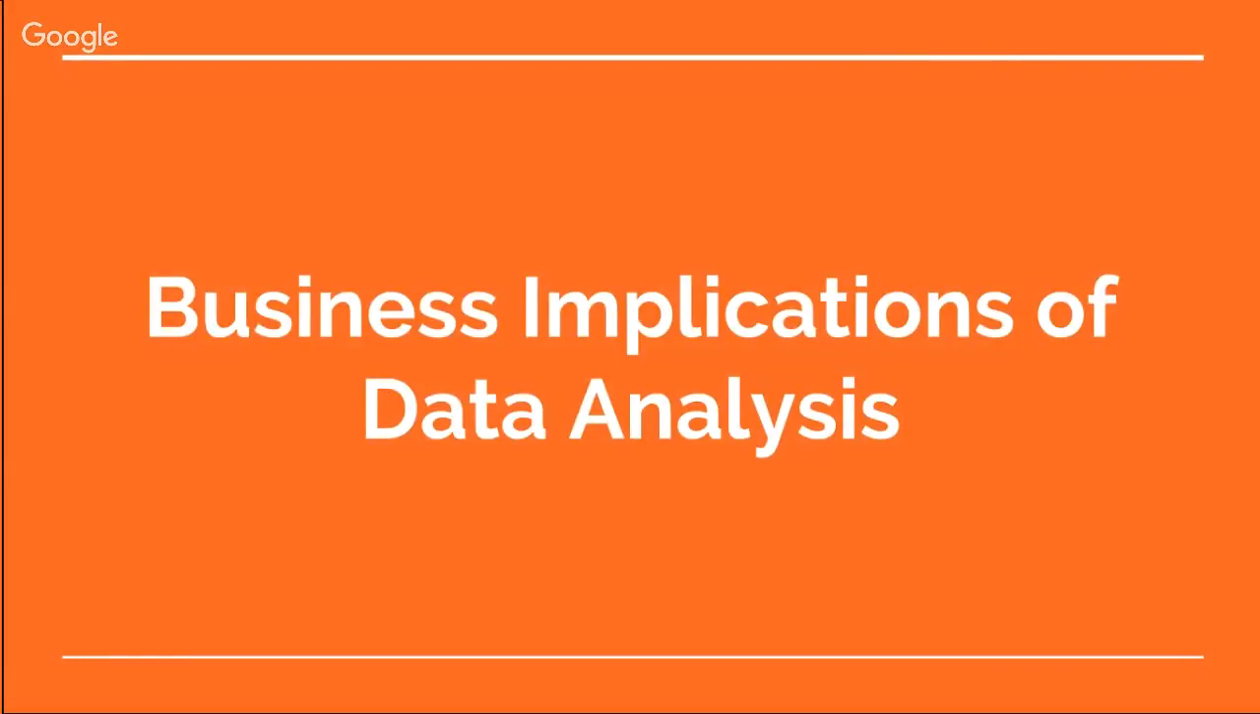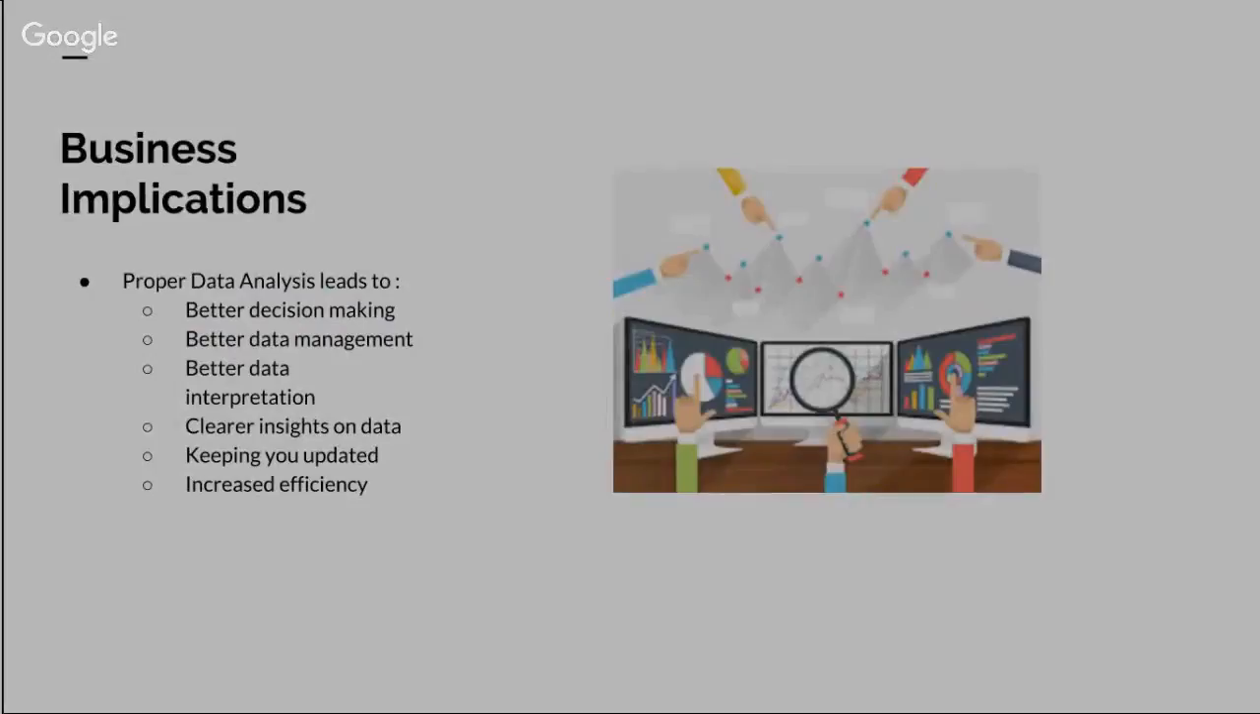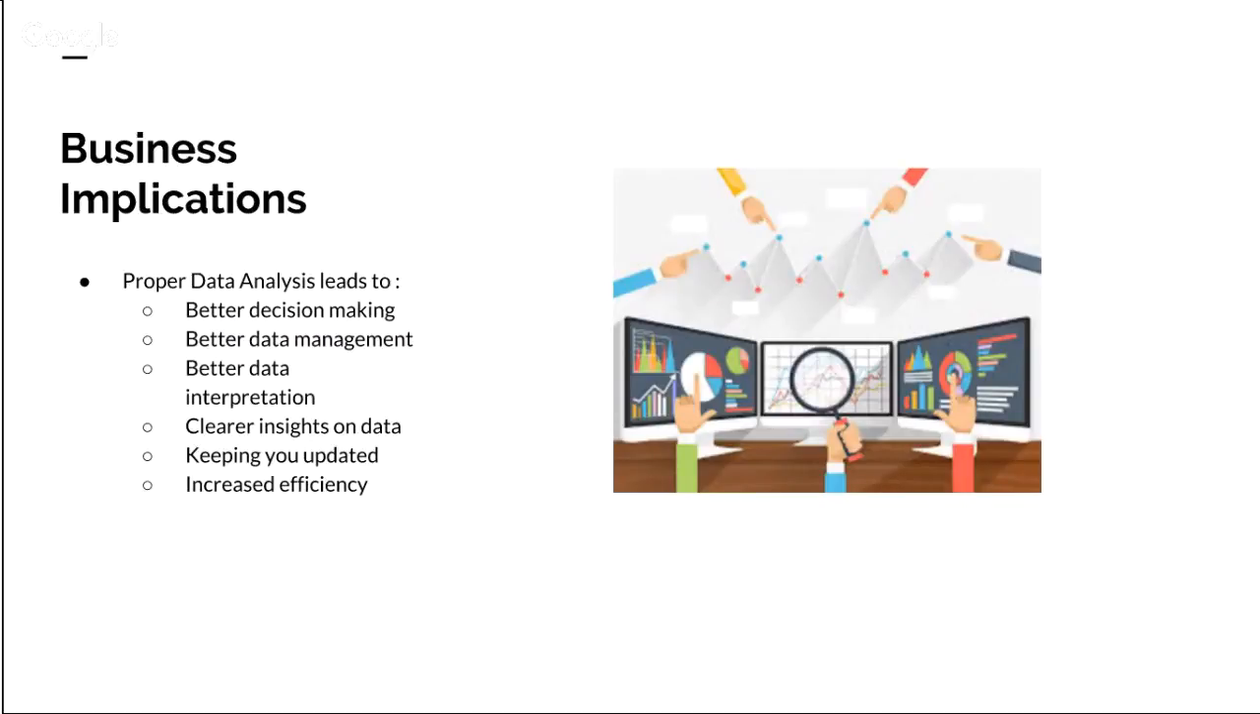And now a little bit about the business implications and applications of data analytics. Proper data analysis can lead to better decision making, better data management, better data interpretation, and clearer insights on data. It keeps you updated on your target market, and it increases your efficiency through insights and collaboration in the decision-making process. So really what this comes down to in the business world is that if you can get good data analysis, you can start making more sound decisions. You can have more validity behind your decisions. You can increase your business's efficiency through utilizing this aggregated data and allowing your management and people in different divisions to use data collectively and make the best decisions for the business based on what data you have in front of you. It's a really explosively growing field, and it's really exciting.